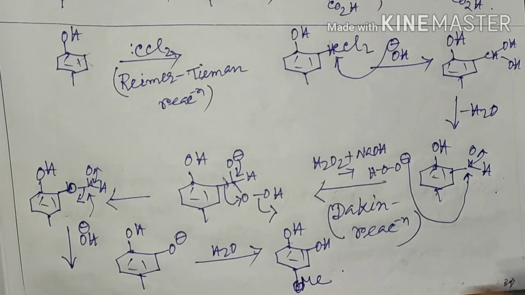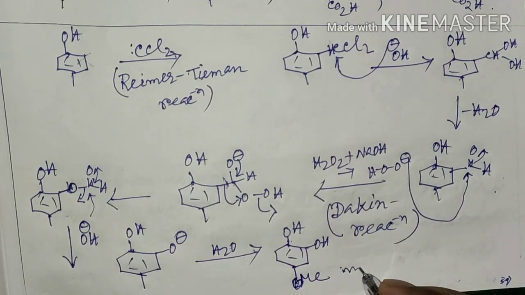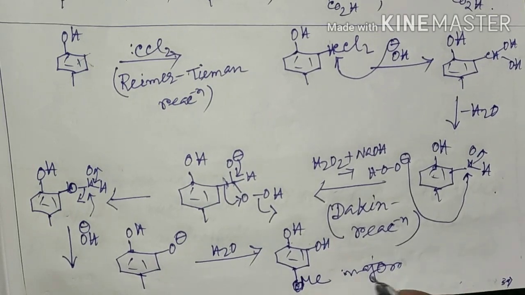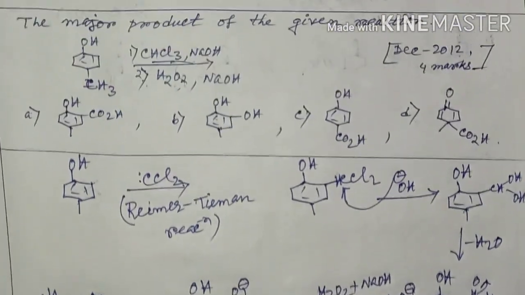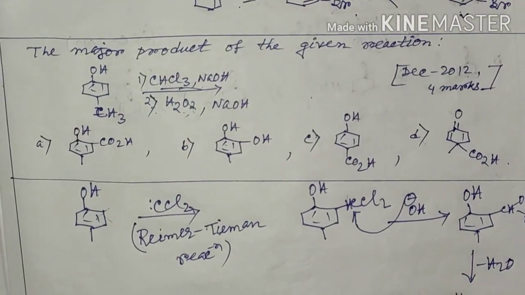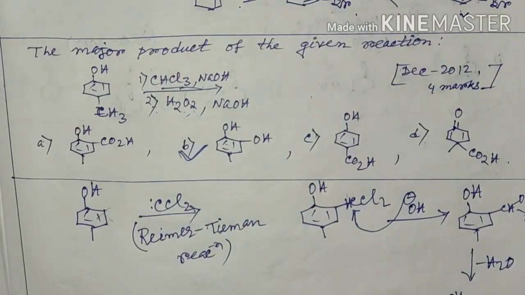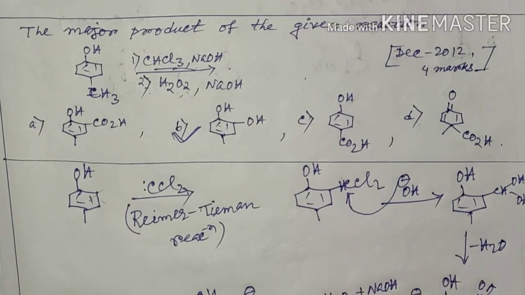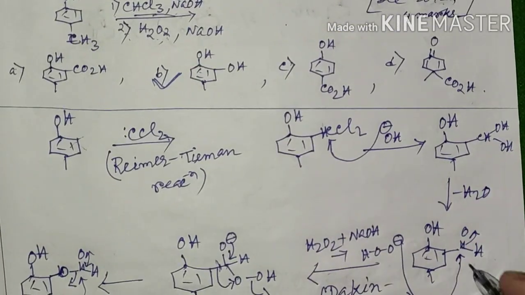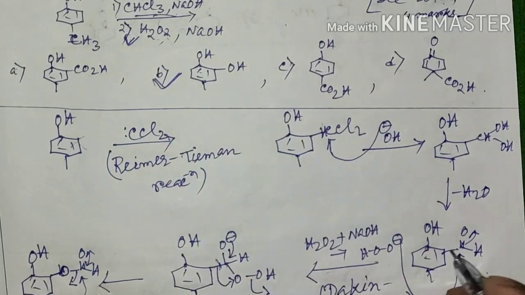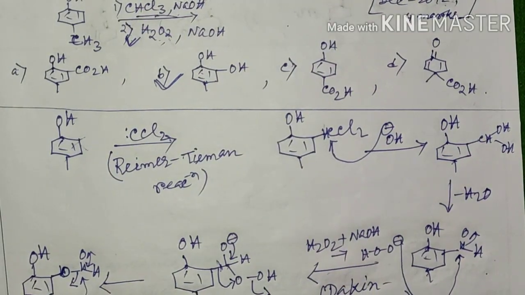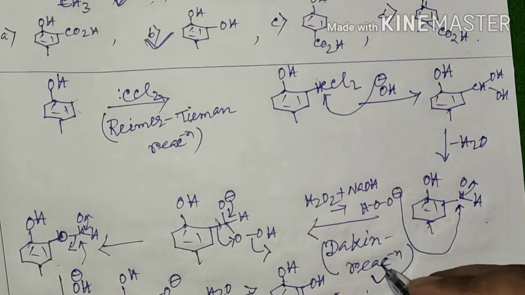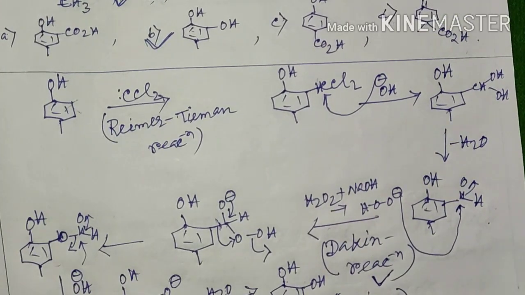So the final product of this reaction, that is the major product, is this one. So we can see that option number B is the correct answer. You have to be careful about this rearrangement, that is the second reagent, and the second reagent is performing this reaction, that is Dakin reaction. You have to be careful about this reaction.